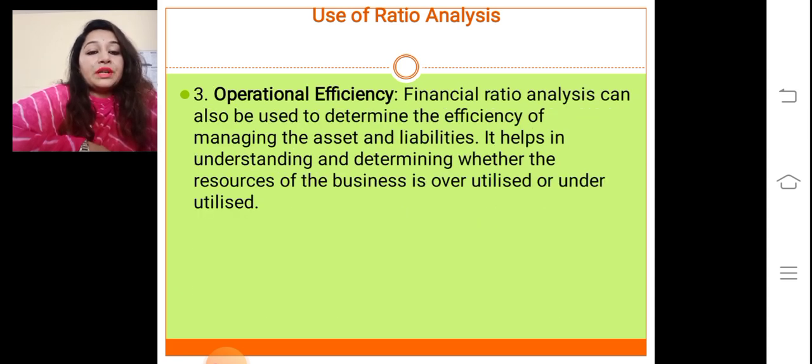Next, operational efficiency. Financial ratio analysis can be used to determine the efficiency of managing the assets and liabilities. It helps in understanding whether the resources of the business are overutilized or underutilized. So these are some of the uses of ratio analysis.